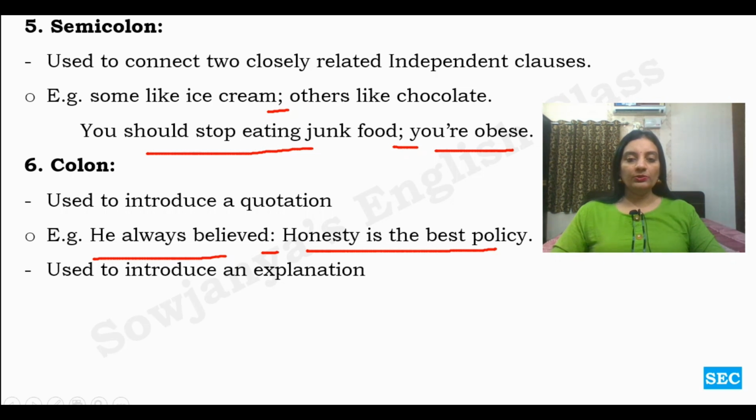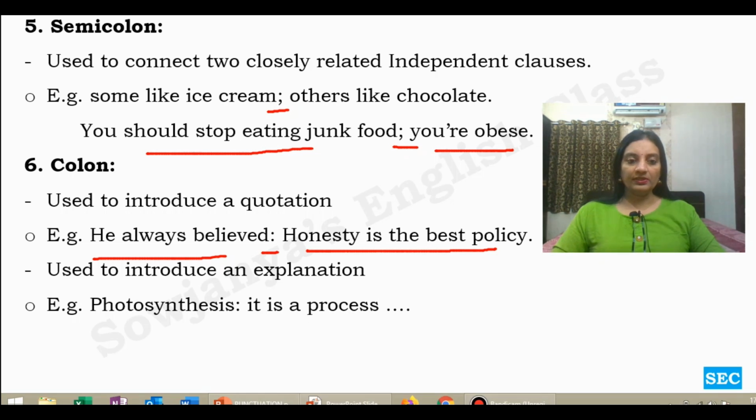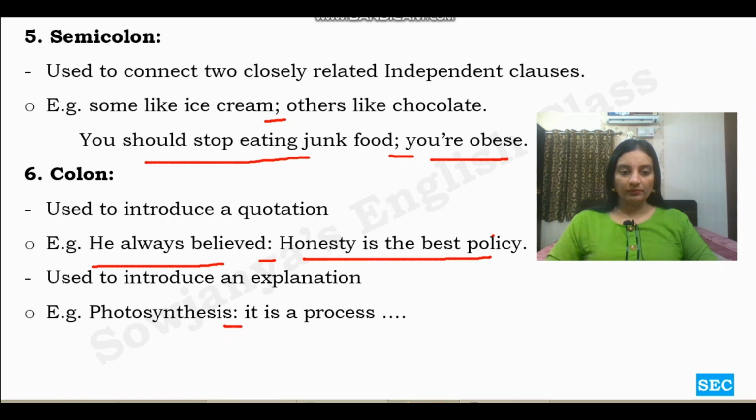It is used to introduce an explanation. For example, photosynthesis: it is a process of so and so. We describe the complete process after this colon. Okay. So here photosynthesis is not a complete sentence. As per the first rule, we are supposed to use colon after a complete sentence, right? But here it is not a complete sentence. Even then we use colon because the sentence is continued over here. What are we doing here? We are giving an explanation. We are going to say what is photosynthesis. In such a case, you can use a colon to introduce an explanation.